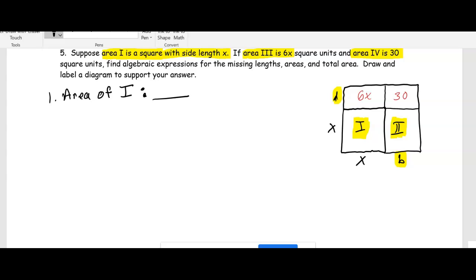Anybody think they could tell us what the area of Roman numeral number 1 would be? What are we going to write in that square there? Alexis, what do you think?